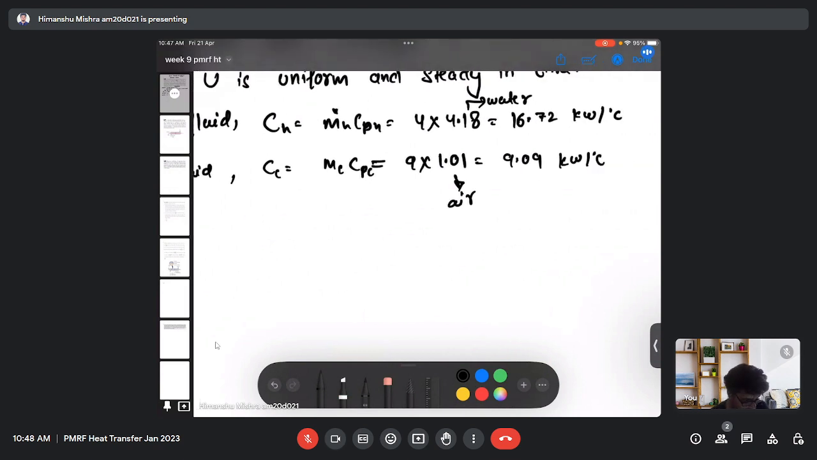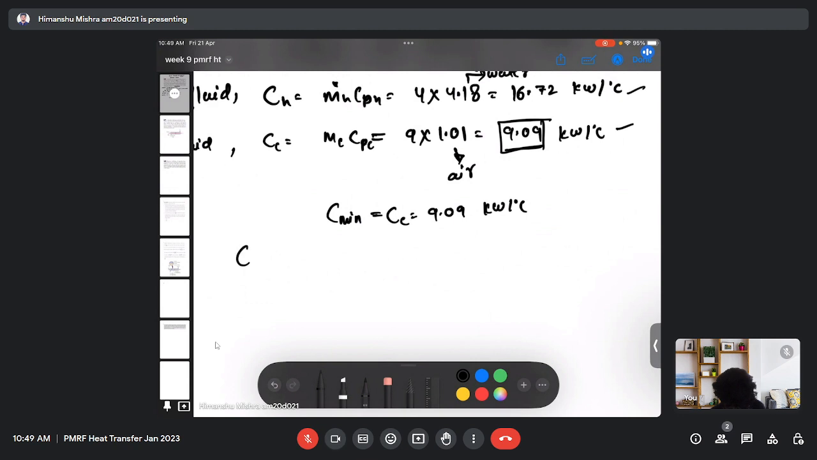From above, we can see that the heat capacity of air is the minimum, which is 9.09. So my minimum heat capacity is coming from air. My ratio of heat capacity will be C minimum by C maximum, which is basically C of air and C of water. So it is around 0.544.